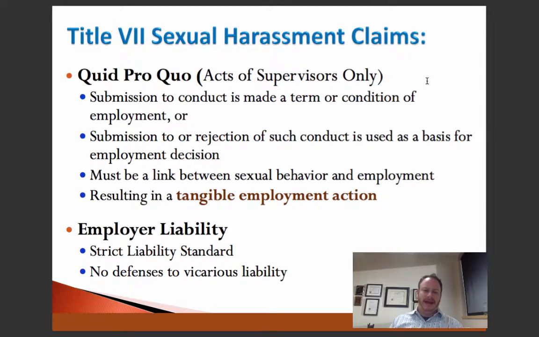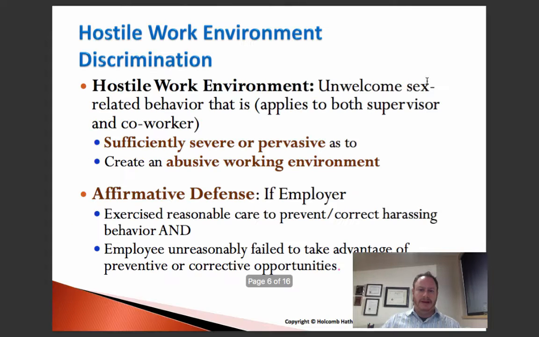Now, if Petrino conditioned employment with the football team and this promotion on having an affair with him and having a relationship with him, then that would have been quid pro quo harassment. And of course, then the University of Arkansas would be liable.